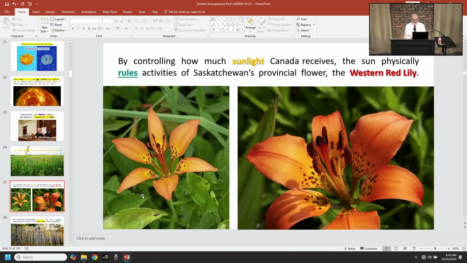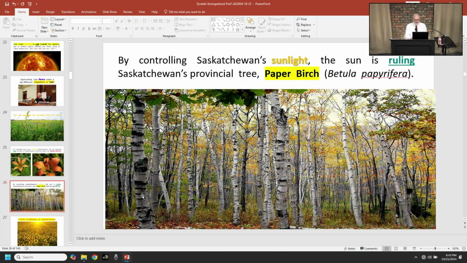Earlier this year, I was in Saskatchewan, and so I made a couple slides to illustrate this. The official flower of the Saskatchewan province is the western red lily, but there would be no western red lilies if it wasn't for the sun providing sunlight that is used photosynthetically to produce the plant growth that happens there. And the same is true of trees. Their official tree is the paper birch.